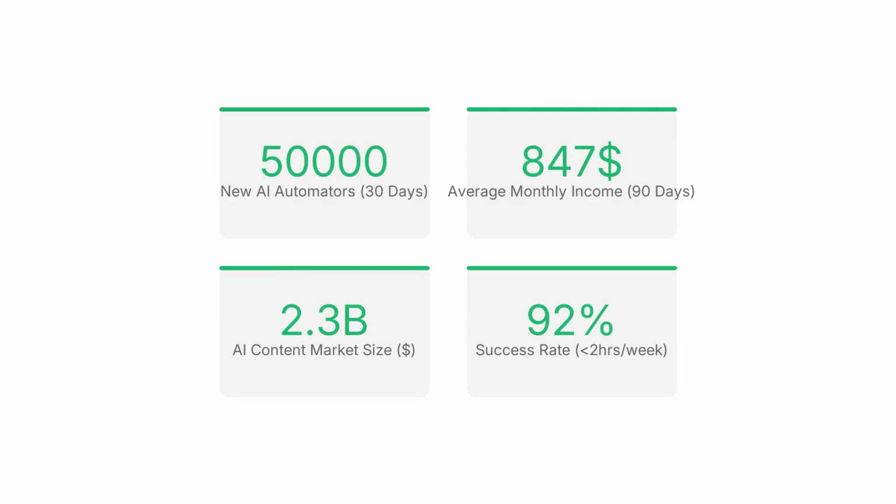In the last 30 days alone, over 50,000 people started using AI automation for passive income. The average user makes $847 per month after just 90 days. The market for AI-generated content is worth $2.3 billion and growing at 38% annually. And here's the kicker. 92% of successful users spend less than 2 hours per week managing their automation.